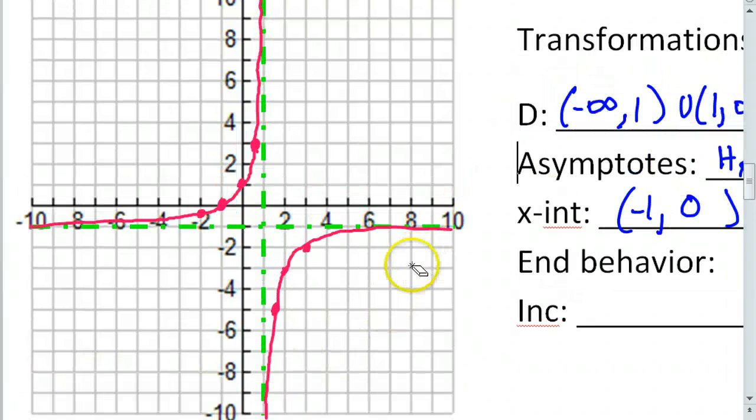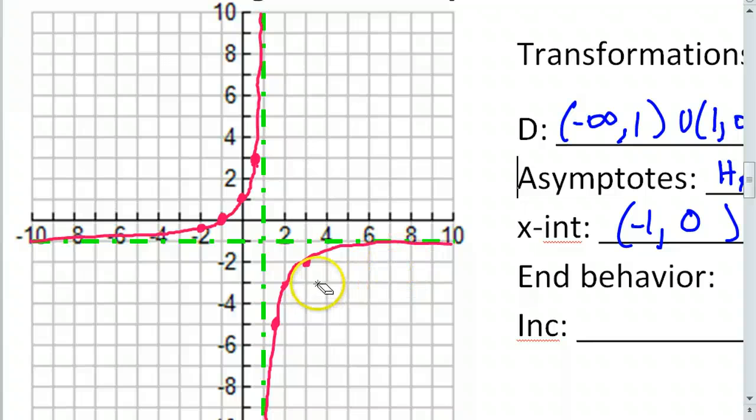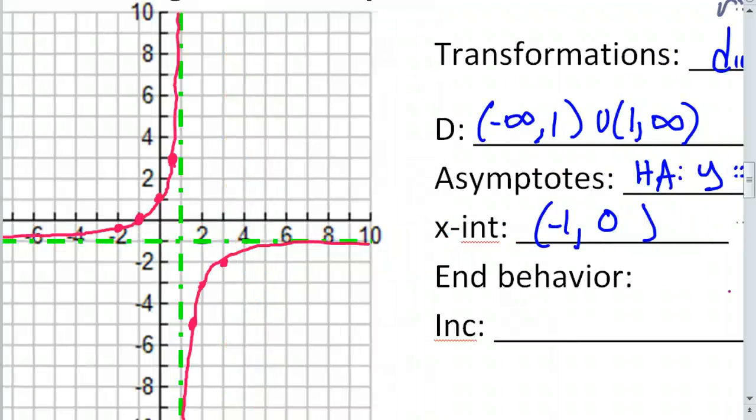Okay, so the range is possible now. We do the range from bottom to top. All y values are covered except we have to hop over this horizontal asymptote. So it's going to be similar to the domain. It'll be -infinity to -1, and then -1 to positive infinity. That'll be my range.